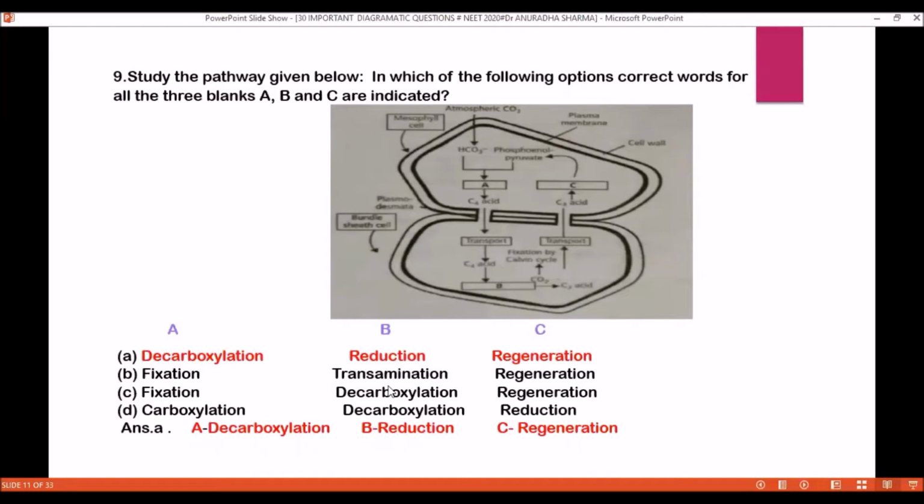decarboxylation and reduction. So for A, we can see that it is converted to C4 acid and it is further transported. So A is decarboxylation. Further B is reduction because it is being reduced, and C is regeneration because it is regenerated and transported back. So option A is correct, that is decarboxylation, reduction and regeneration.